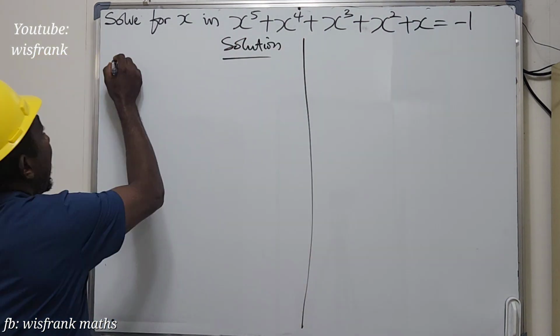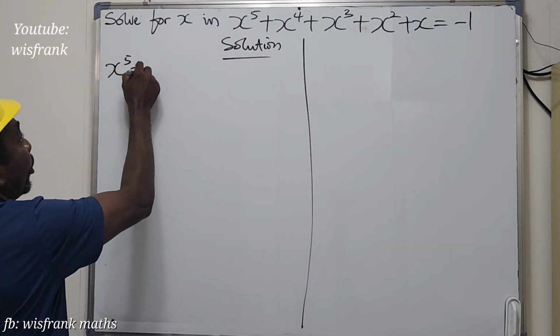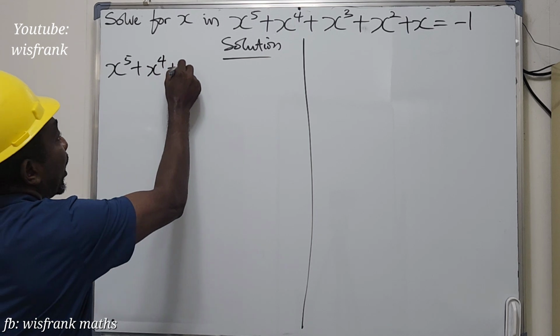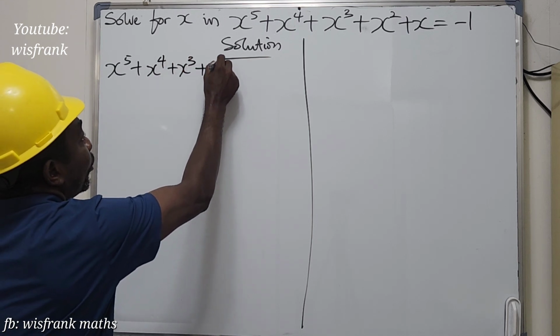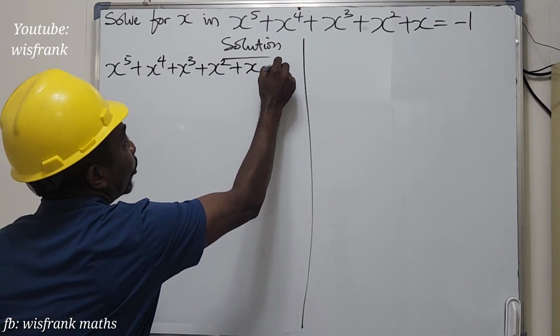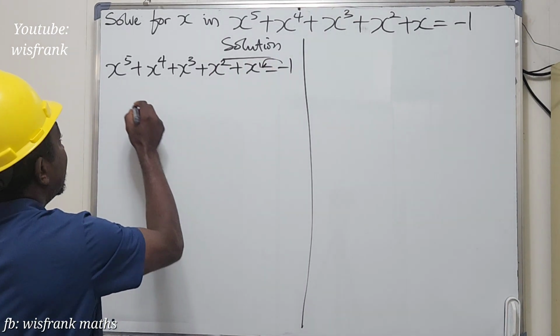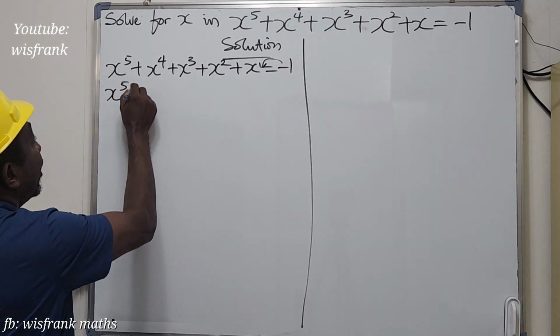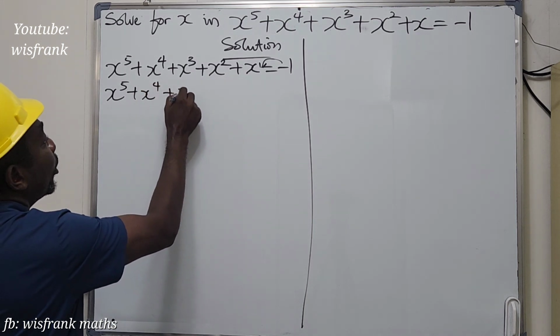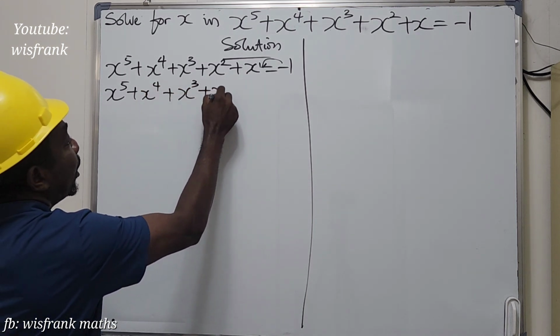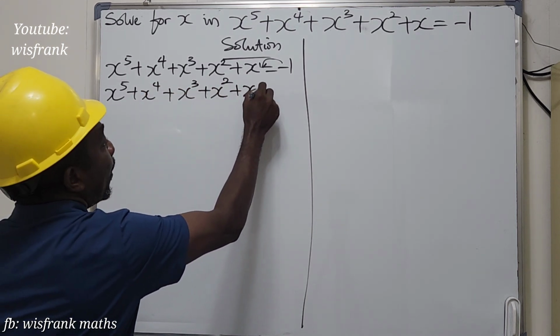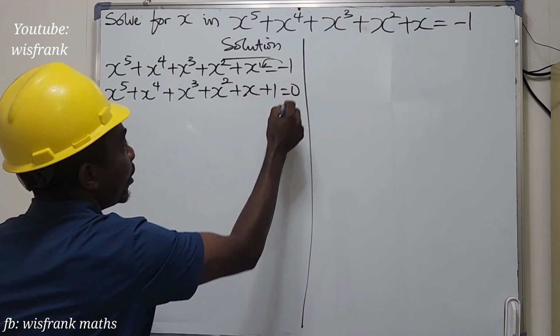So we are given x to the power of 5 plus x to the power of 4 plus x to the power of 3 plus x to the power of 2 plus x equals to minus 1. In this case, we are going to transpose minus 1 to this other side. So we have x to the power of 5 plus x to the power of 4 plus x to the power of 3 plus x to the power of 2 plus x plus 1 equals to 0.